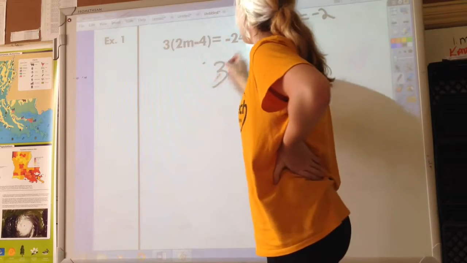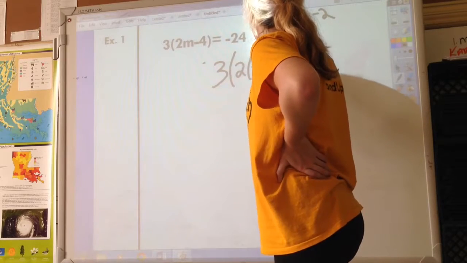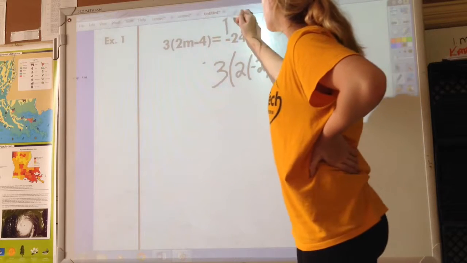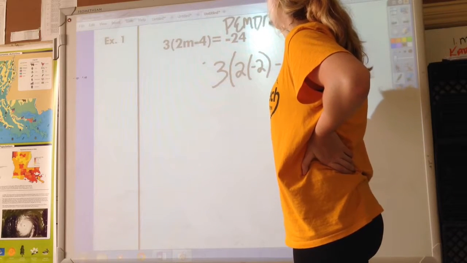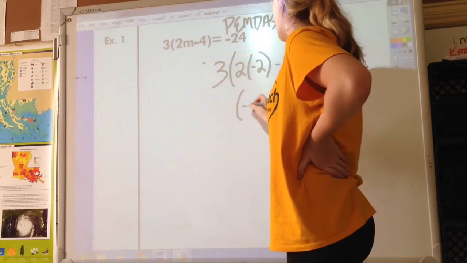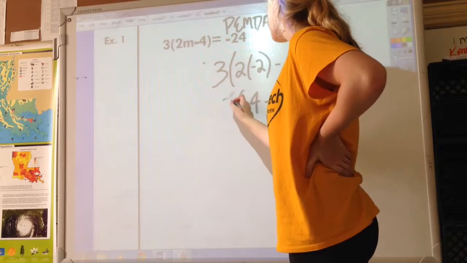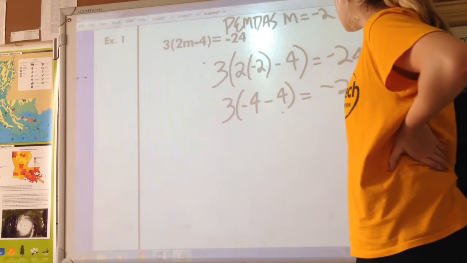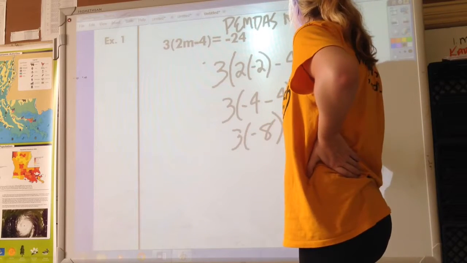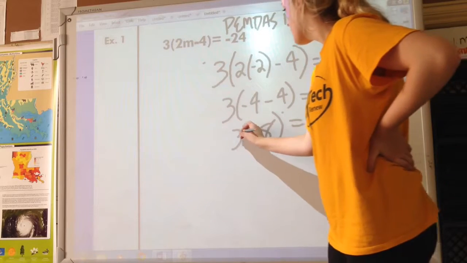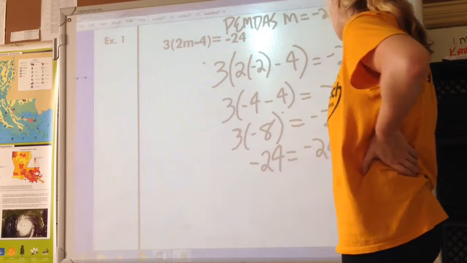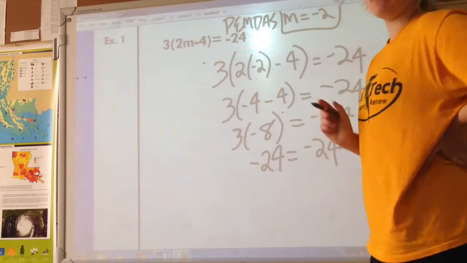Alright, so 3 plugging in negative 2 for m minus 4 equals negative 24. Here I have to remember my order of operations, which means that I have to deal with my parentheses first. So 2 times negative 2 is going to give me negative 4 minus 4. Again, the rest of my problem stays the same. Negative 4 minus 4 is going to leave me with negative 8. The rest of my problem stays the same. 3 times negative 8 is going to give me negative 24. And since both sides equal negative 24, I was correct in saying that m equals negative 2.